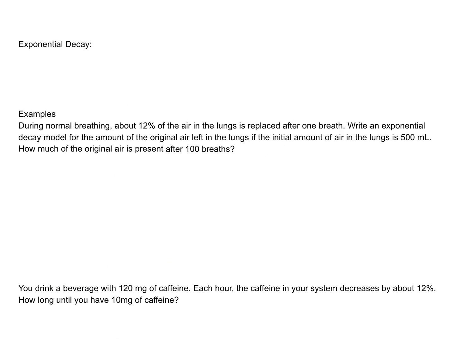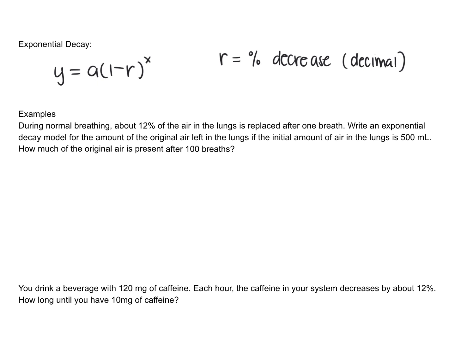Next, we're going to talk about exponential decay. The only difference between exponential growth and exponential decay is that the equation is now y equals a(1 - r)^x. So y, a, and x have the exact same definition as they did for exponential growth. The only difference here is now r is our percent decrease, but again, as a decimal. Other than that, same definitions.